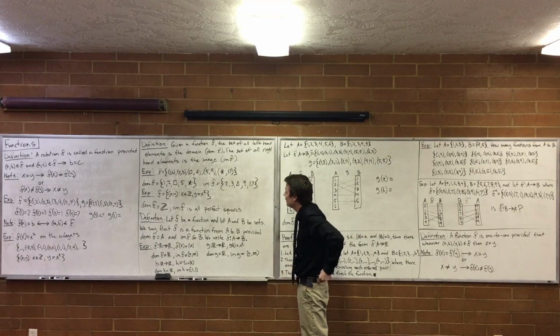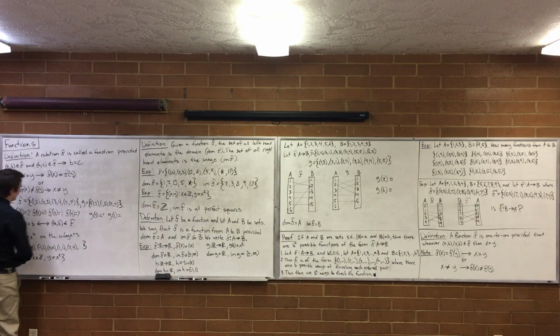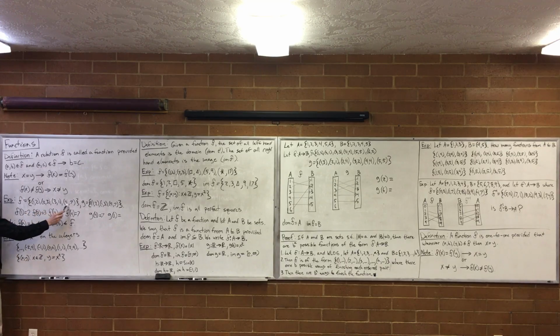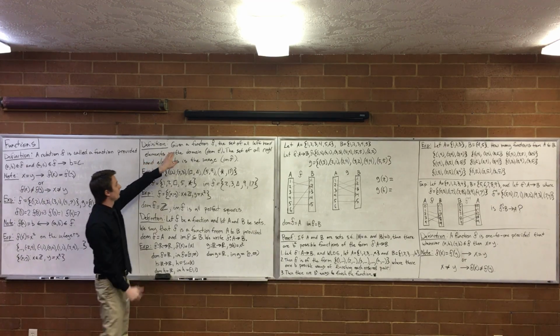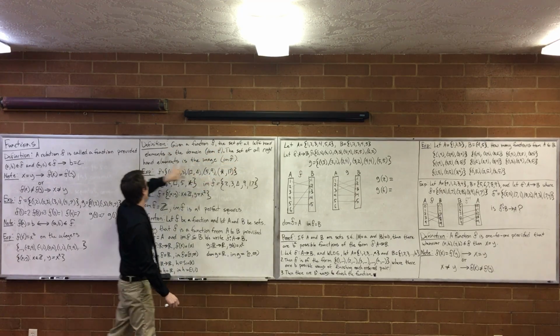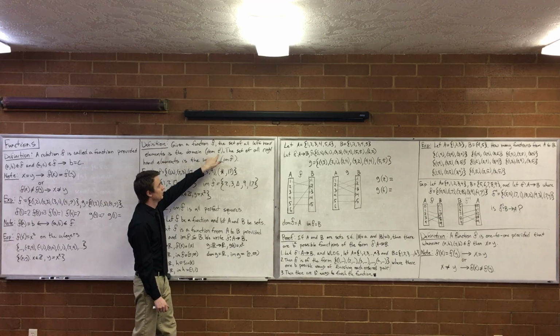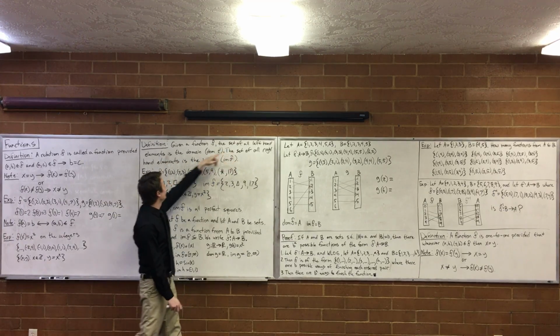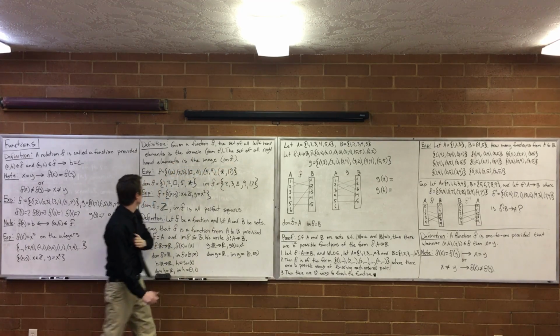Okay, another definition. The domain and the image of a function. It's pretty simple. The domain of a function is all the left-hand values. The image of a function is all the right-hand values. So, let's go over the definition exactly. Given a function f, the set of all left-hand elements is the domain, and we represent it dom of f. And the set of all right-hand elements is the image. We represent it im of f.